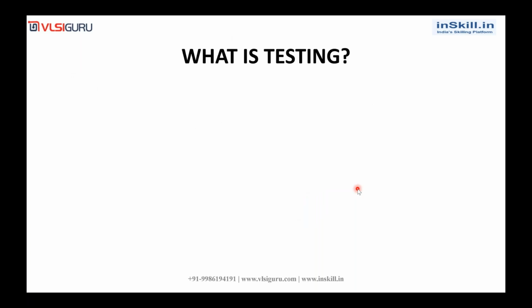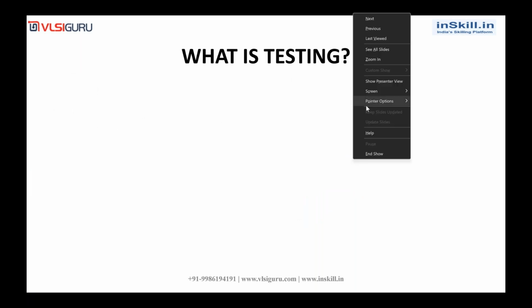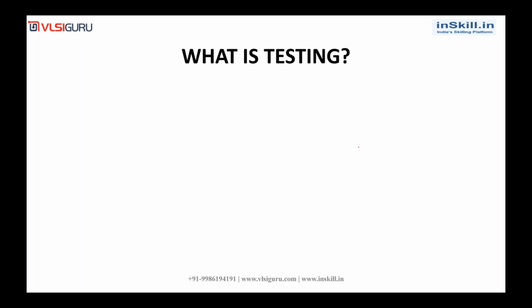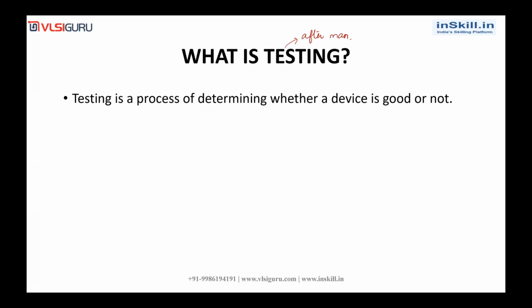And now we will see about this testing. Testing is actually done after manufacturing. In the ASIC flow we had seen packaging and testing, so this is the testing which is done after manufacturing. Testing is a process of determining whether a device is good or not. The device in our case is the chip. So it is to determine whether there are any manufacturing defects in our chip or not. That is what testing is.